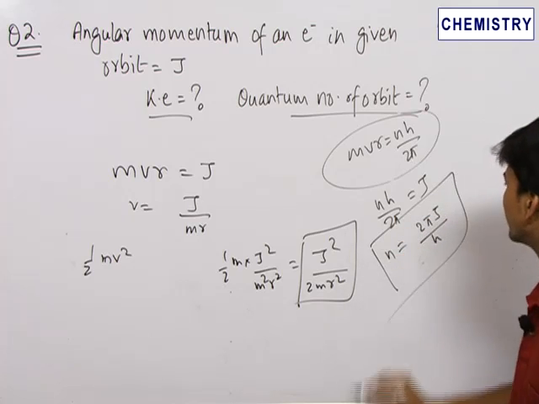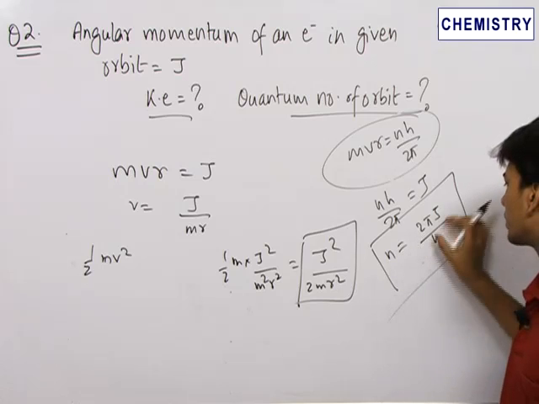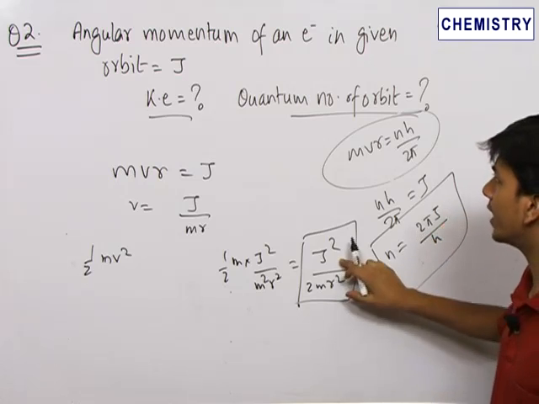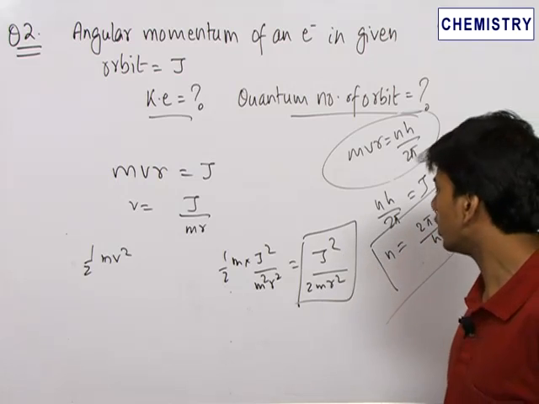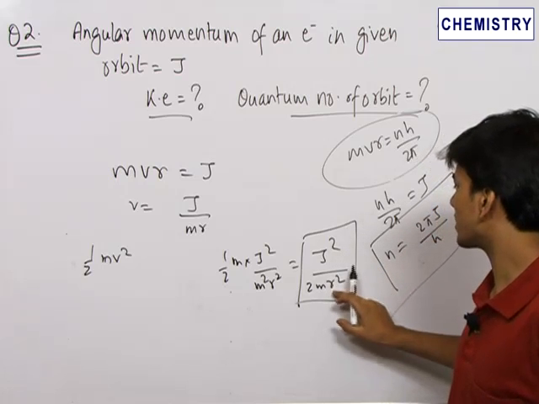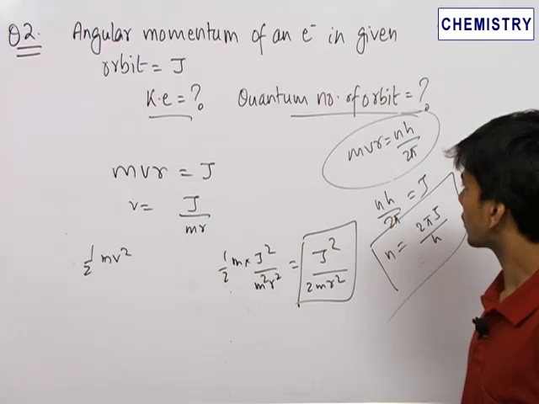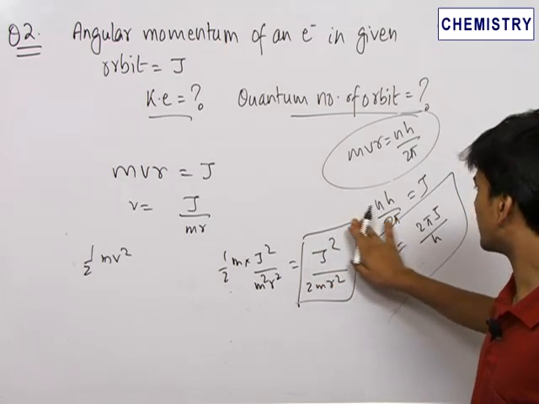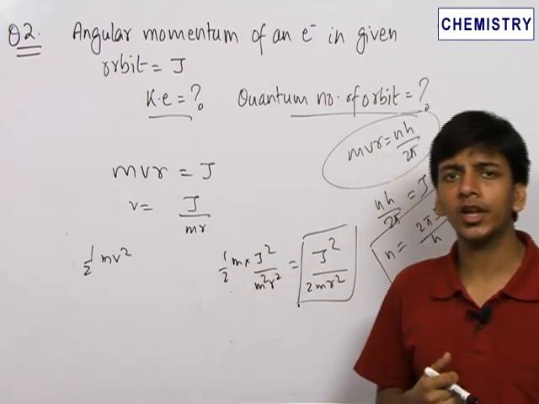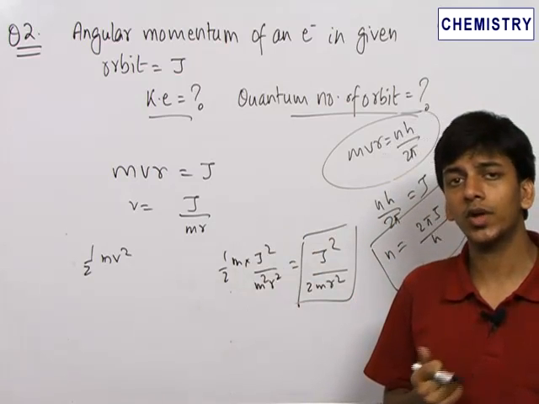The final answer for the quantum number of the orbit comes out to be equal to 2 pi J upon h, and the kinetic energy of the electron comes out to be equal to J square upon 2m into r square, where r is the radius of the orbit. So in this question you should have just remembered the two formulae for the angular momentum of the electron in an orbit, that is equal to mvr is equal to nh upon 2 pi.